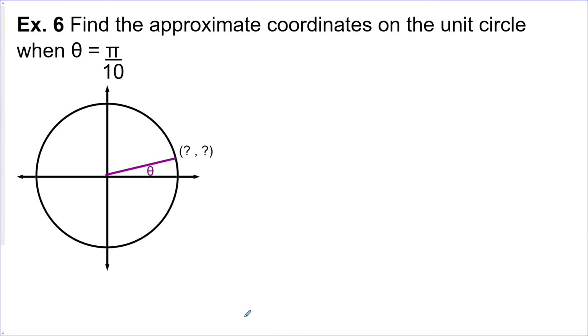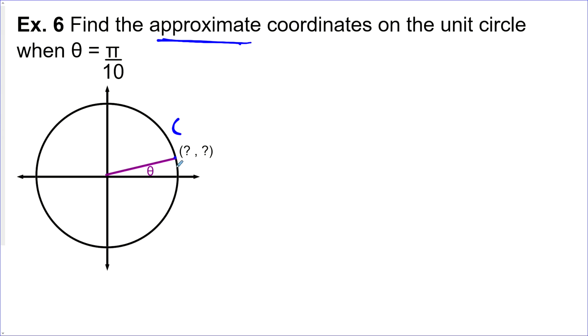Example 6. Find the approximate coordinates on the unit circle when theta is pi over 10. This is not a special angle. It's not one we memorized. And we can breathe a sigh of relief because we have the word approximate. Now when I throw these questions out, usually students are stumped, but really this question should be a lot easier than all the other ones.